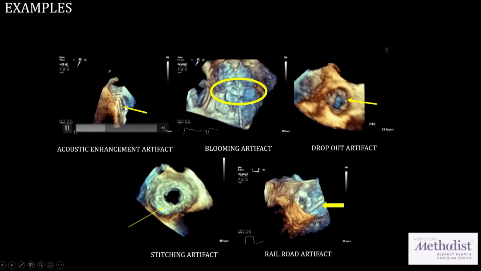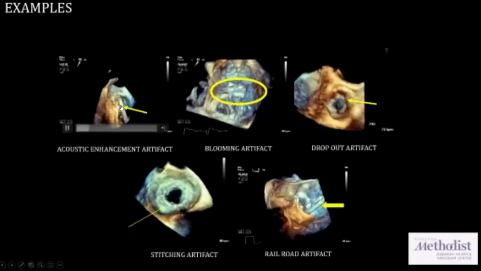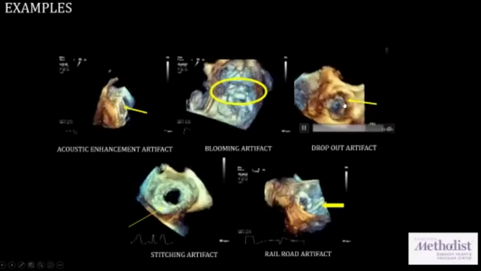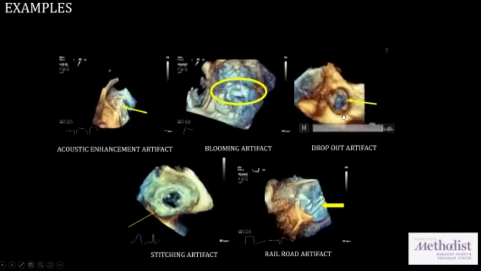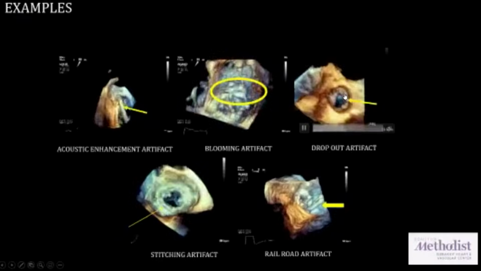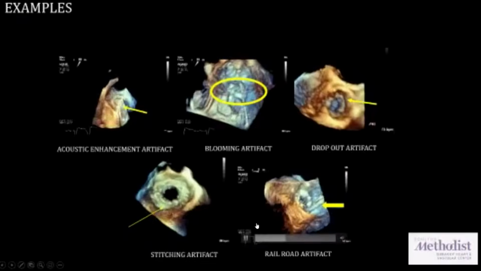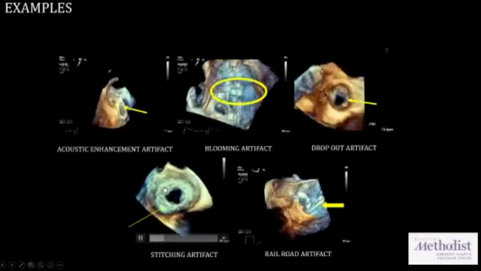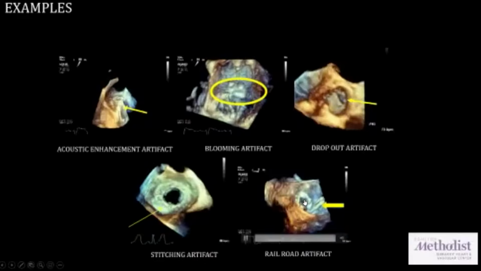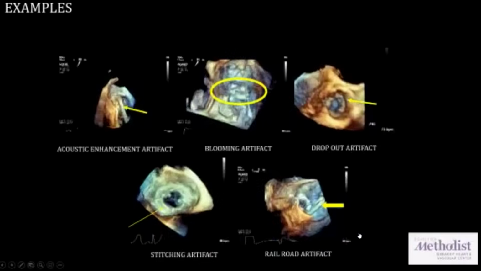Here's an example of an acoustic shadowing, enhancement actually, sorry, you see on 3D. This is a blooming artifact, and this is a dropout artifact. Actually, we quite often see this, and we can almost mistake it to be a stuck or non-functional leaflet. This here is a stitching artifact, as you see. This is a multi-beat acquisition, and this here is a railroad artifact from the catheter.